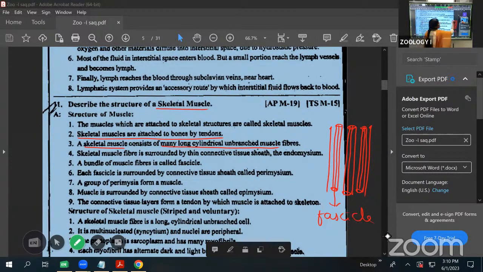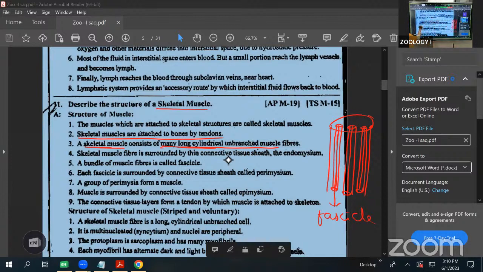All the fascicles combine and form the epimysium, which is present surrounding the outside of the muscle. Each and every fiber we are taking is cylindrical and unbranched. That is how the muscle is attached to the bone. They do not have branches.